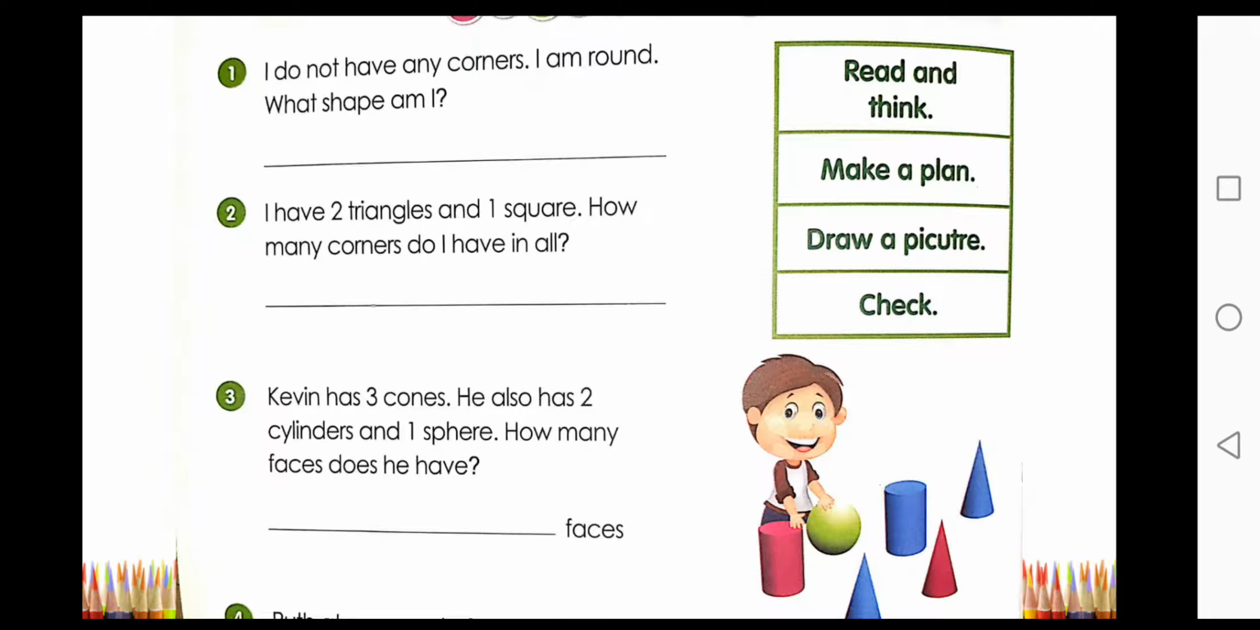Now into the cylinders. Each cylinder has how many faces? 3 faces. Good. And I have how many cylinders? I have 2 cylinders, each one of them has 3 faces, which also means 6 faces. So for now, I have 6 faces for the cones and 6 faces for the cylinders.